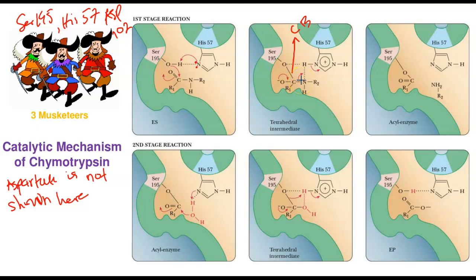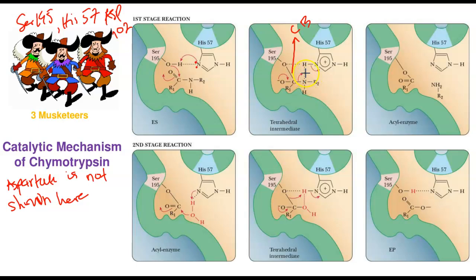Now, look at what is happening. Because this histidine took this hydrogen from here, it now forms a transient covalent bond between itself. And this transient covalent bond will also form a temporary hydrogen bonding which stabilizes this transition state, both from the oxygen side and from the amino group of the peptide or the protein that is being hydrolyzed.